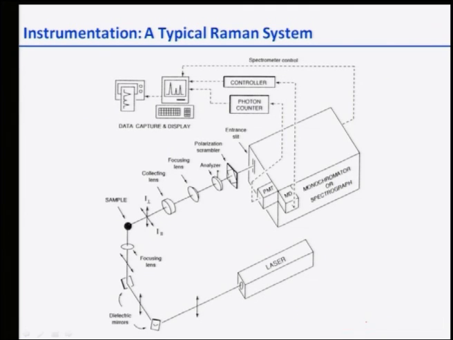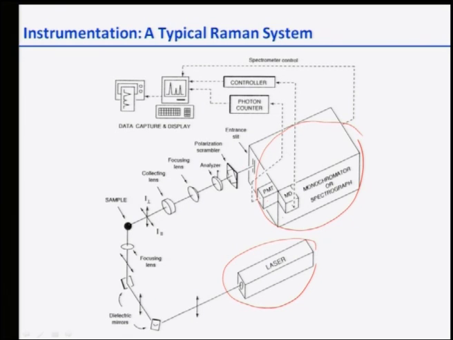Lastly, we are going to talk about the typical Raman setup, how it is done at lab scale. As you can see, this is very complex. The most important part is the monochromator spectrograph, and then you have a laser beam source, which passes through dielectric mirrors, then the sample is placed, and the scattering events are collected. It comes back at a scattering angle, collected by a collecting lens, a focusing lens, analyzer, then a polarization scrambler, and then it goes to the slits and the monochromator.